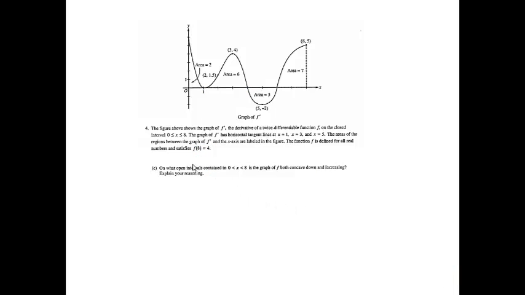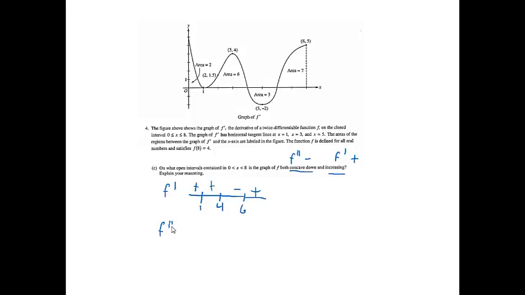Great, part C. On what open intervals contained between 0 and 8 is the graph of f both concave down and increasing? Okay, if f is concave down, we know that f double prime will be negative, and if the function is increasing, f prime will be positive. So I'm going to go back to my f prime chart to figure out where I'm going to be positive. I'm just recreating my f prime chart here: 4, 6, I'll get plus, plus, minus, plus.